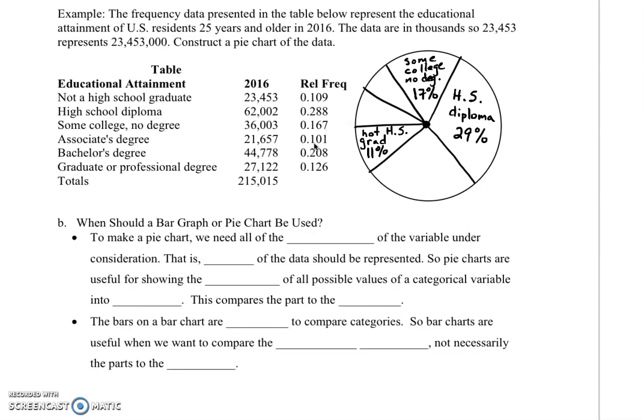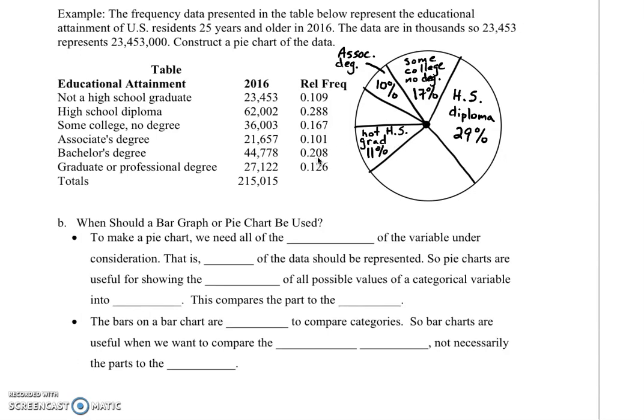Going down to associate's degree, that is our smallest. So it is going to go in our smallest, and that is 10%. And you notice there's not enough room to write everything in there, so we can stick a little line pointing to the outside and then just write the category.